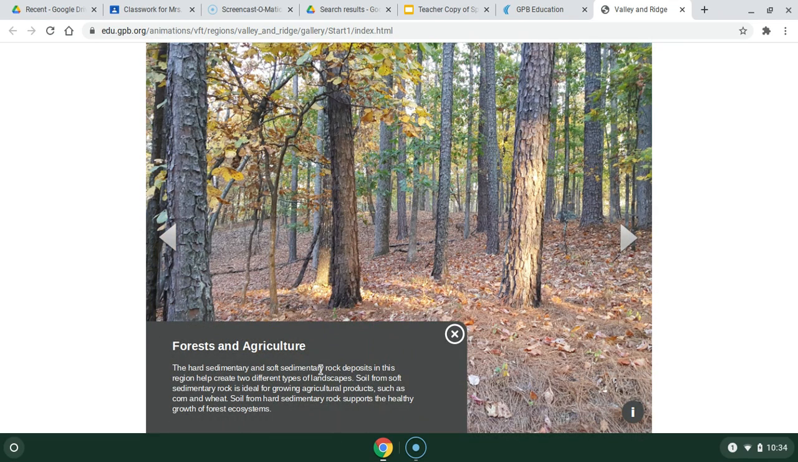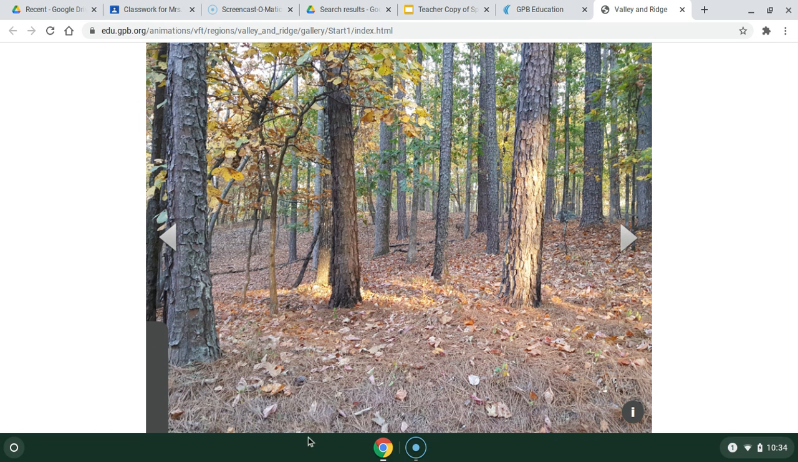All right, forest and agriculture. It says there's two different landscapes here. It says that you can grow crops here like corn and wheat. And it's also a good place for forests to grow. Like in the mountains, you can have forest and all. And it's also a good place to grow corn and wheat. So it can look like forest area, or in other places like in the valleys areas, you can grow crops.